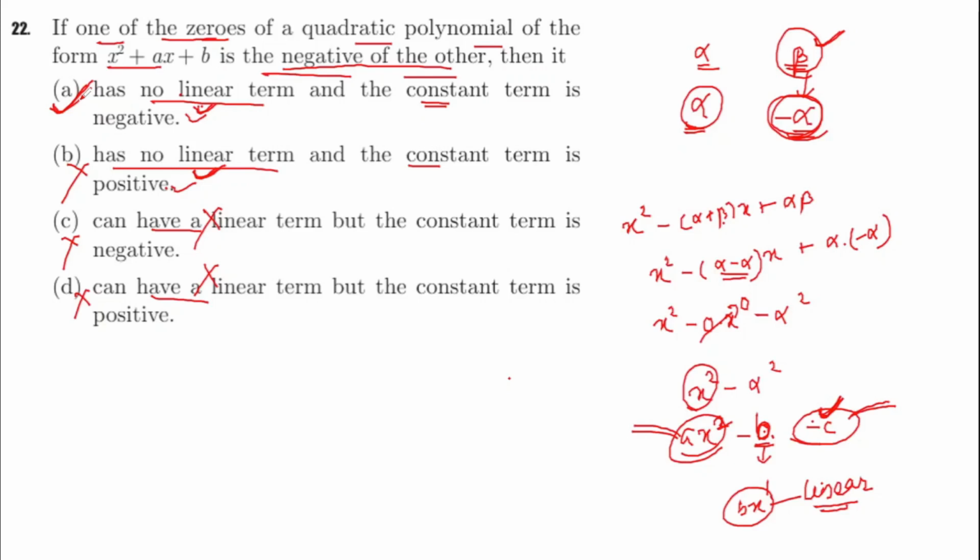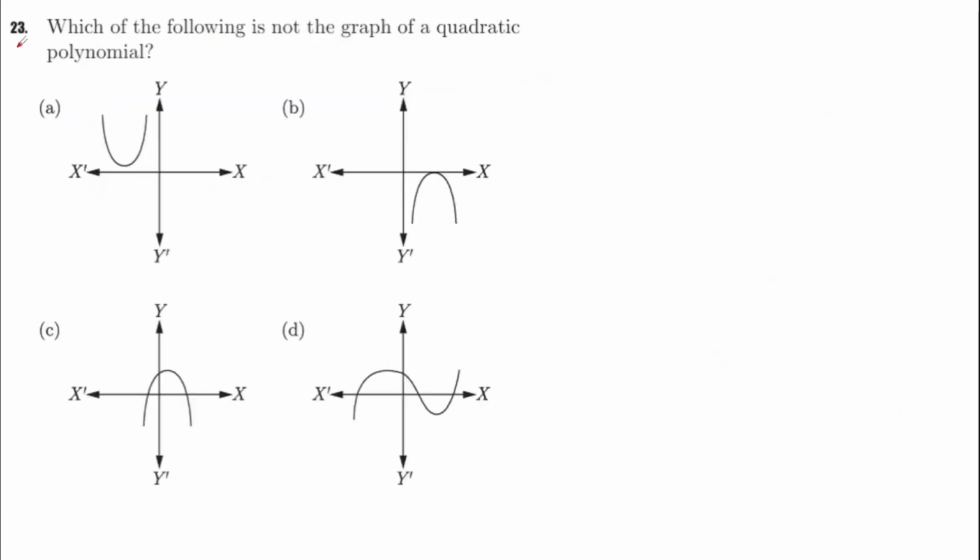Okay, I hope this is clear. So here question number 23 is asking us, which of the following is not the graph of a quadratic polynomial? So we know that a quadratic polynomial will give you a graph like this, and the name of this graph is parabola. Now this parabola may be in the upward direction or the downward direction, but it will give you a parabola. In a quadratic polynomial, the graph is a parabola.